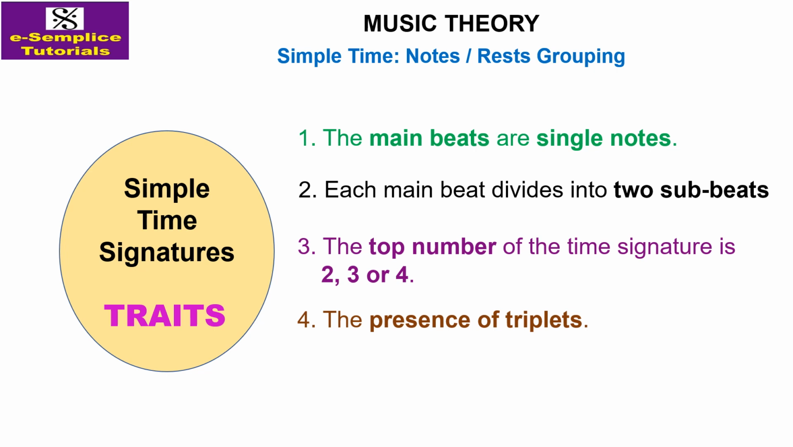4. The presence of triplets. If you look at a line or extract of music and you find triplets, that is a trait, and it signifies that that time signature is simple time. 5. There are no dotted rests in simple time. So if you are looking at an extract and you find a dotted rest, definitely it is not a simple time signature.